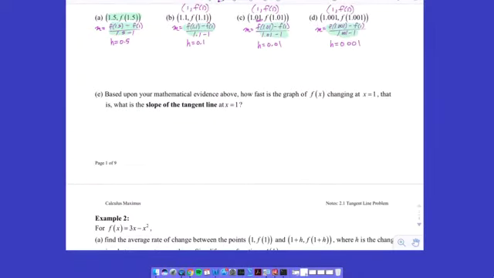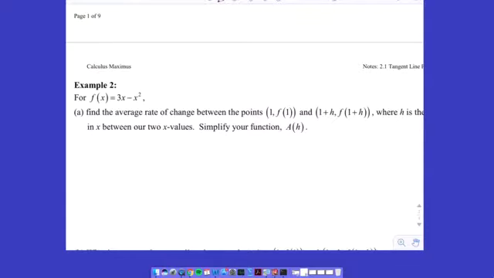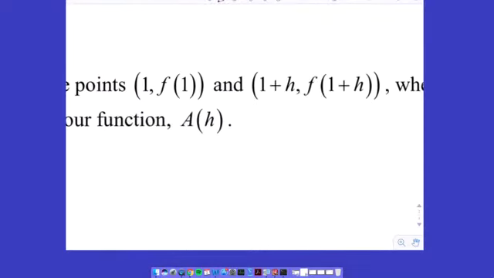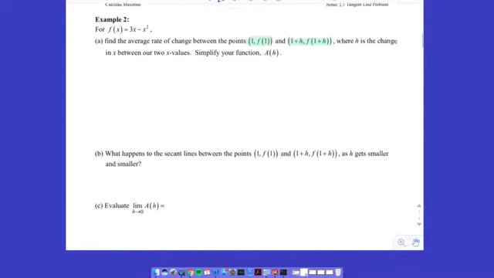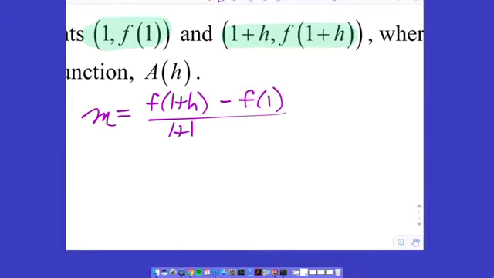Let's go ahead and set up this. We're on example 2 already. Find the average rate of change now between the points 1, f of 1, and this other point that is h units away, 1 plus h, f of 1 plus h. All right, so to do that, here we go. I'll do it right here where I can see them. The slope of the secant line, this is still using the algebraic difference quotient. It's the function at 1 plus h minus the function at 1 all over the change in the corresponding x values, 1 plus h minus 1.